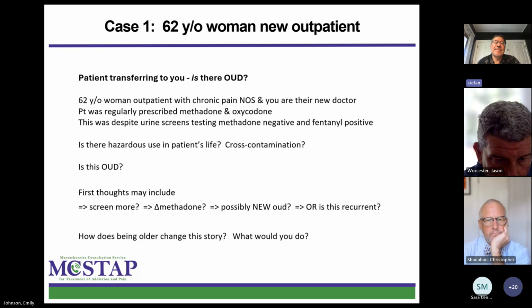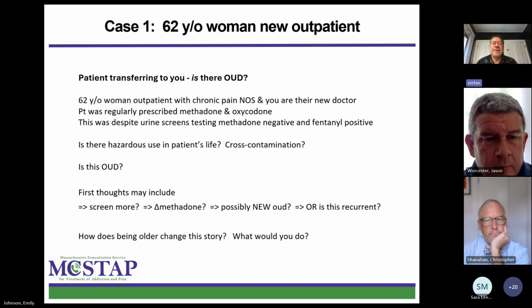And fentanyl is. Questions that will come to mind initially would be, is it opioid use disorder? Is there cross-contamination? Is the patient engaging in other activities of hazard? Are they at parties? Are they smoking marijuana from an unsourced location or person? Are pills being touched that are cross-contaminating? And you can do more screening. You may reconsider methadone at all based on their age as well as the lack of it in their urine. And do they have an old use disorder that wasn't in the record as well? Jason, if someone's older, what do you think? Is there anything else you would do different because they're older?